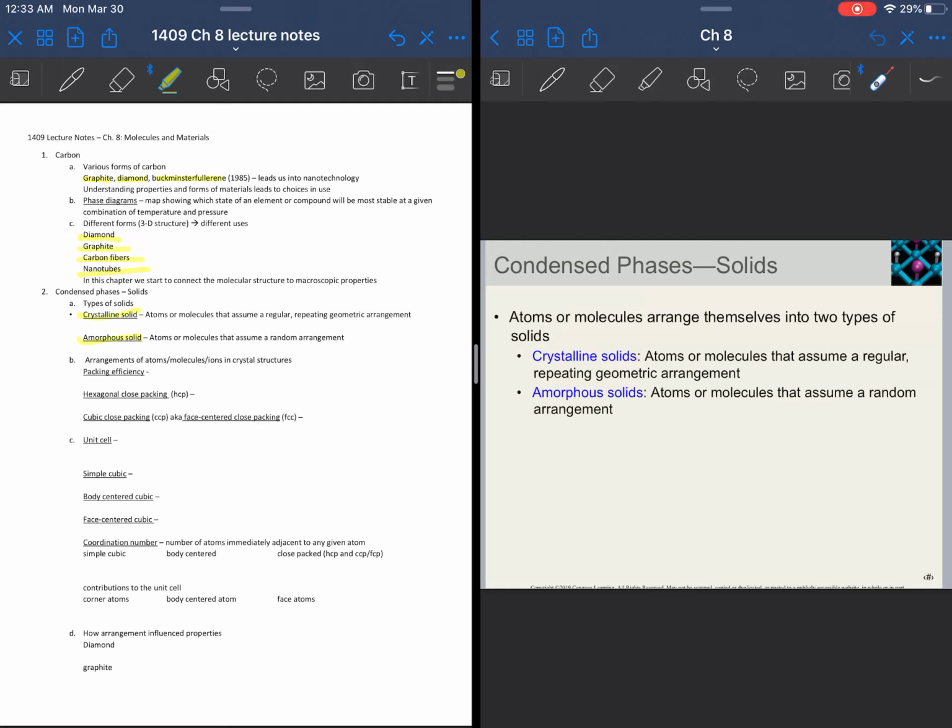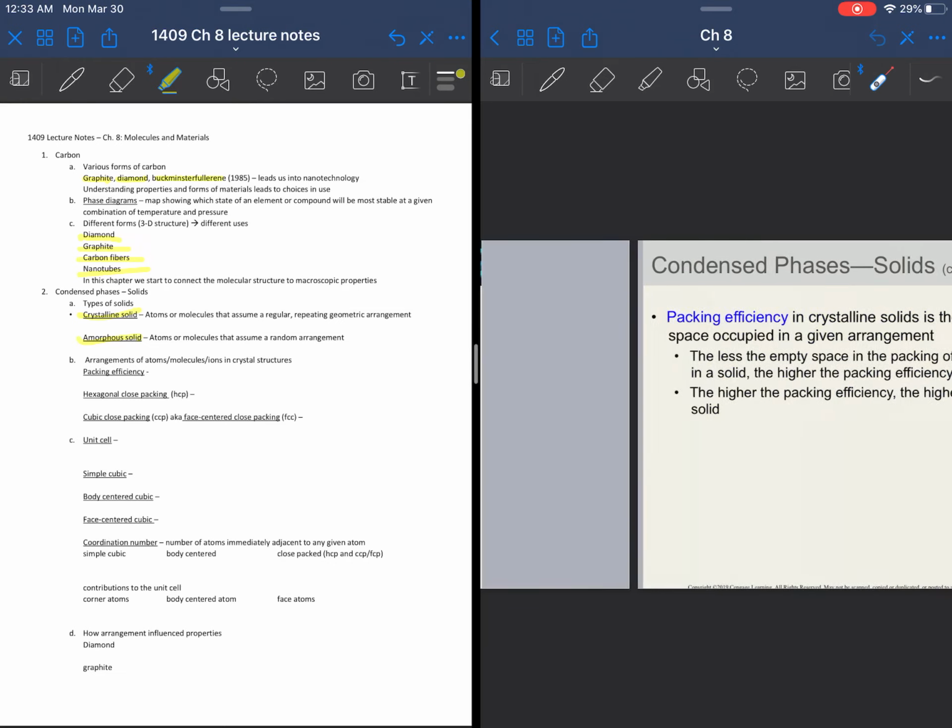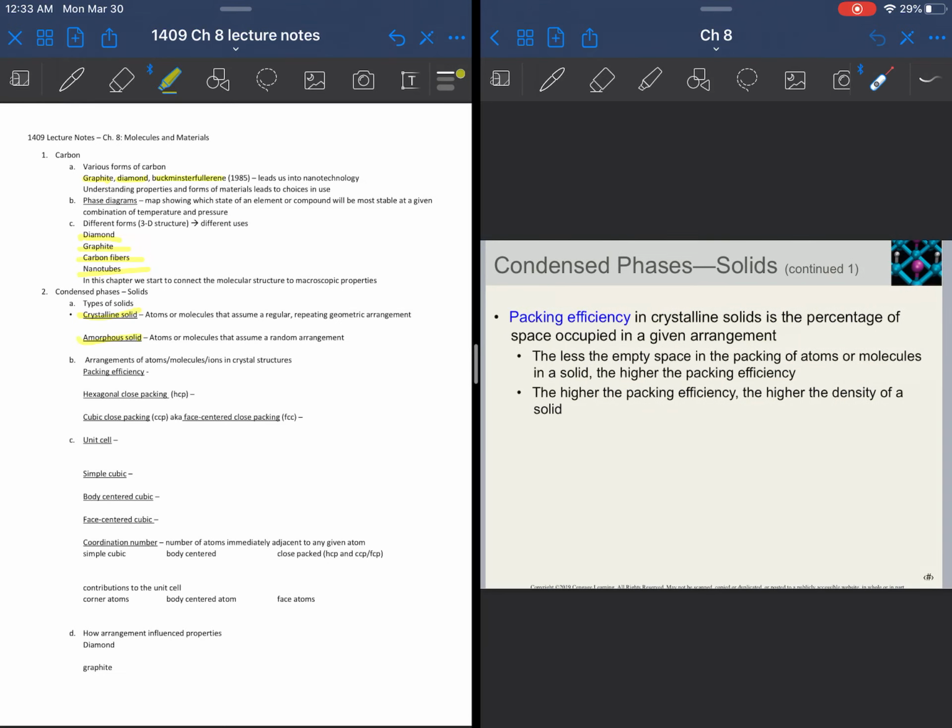There's two main types, crystalline and amorphous. Crystalline solids are going to be more ordered. They're going to have regular repeating arrangements. An amorphous solid is going to have a much more random arrangement. We're going to be studying crystalline solids here because they're more predictable. Amorphous solids are also important to us, but crystalline solids give us something to attach onto and to study. So we're going to look at a few different types of crystalline solids.